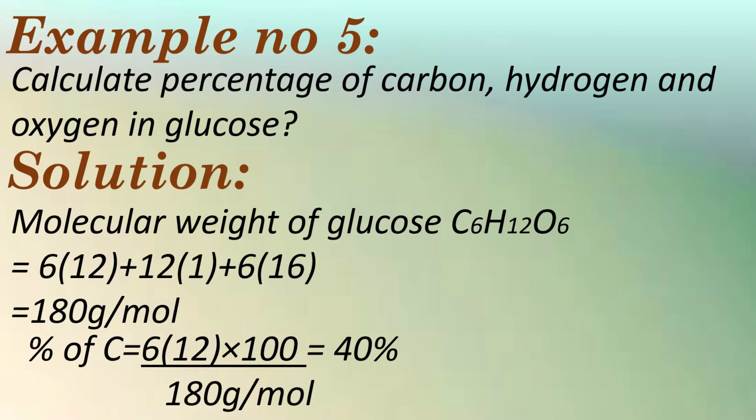Now we have to calculate the percentage of carbon, hydrogen and oxygen in glucose. First we will calculate the percentage of carbon, which is equal to 6, the number of carbon atoms, into 12, the atomic weight of carbon, into 100 because it is a percentage, divided by the molecular weight of glucose, 180 gram per mole. After solving, the percentage of carbon is calculated to be 40%.